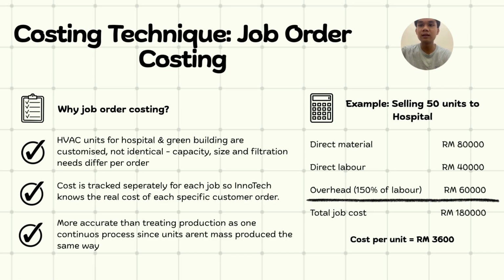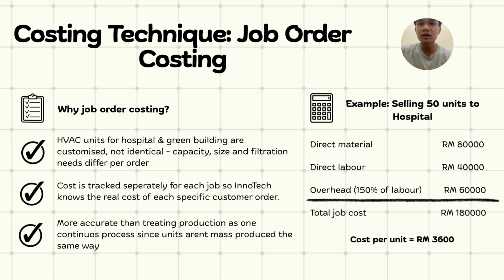Moving on to the costing technique. For HVAC unit production, we recommend job order costing. The reason is HVAC units made for hospitals and green buildings are not all identical. Each customer usually has different needs, like different cooling capacity, unit size, or special filtration requirements, especially for hospitals.